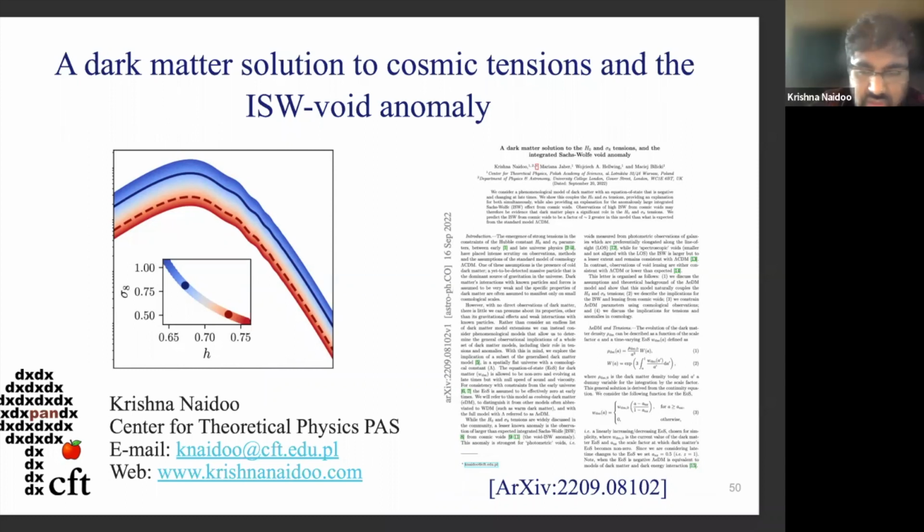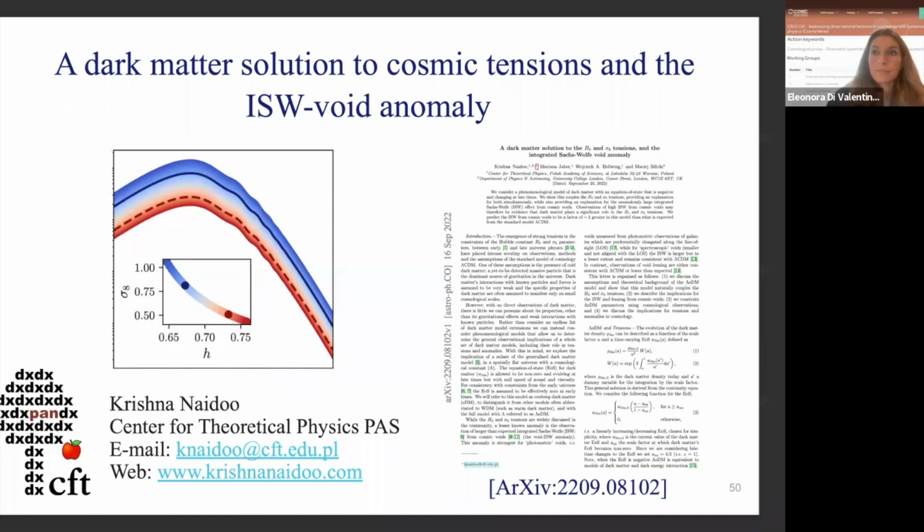No, I haven't. My understanding was that most modified gravity models, if you increase the Hubble constant value, tend to give you larger values of sigma 8, but maybe that's incorrect in this specific case. So yeah, that's something I can look into. Thanks. Okay, thank you.